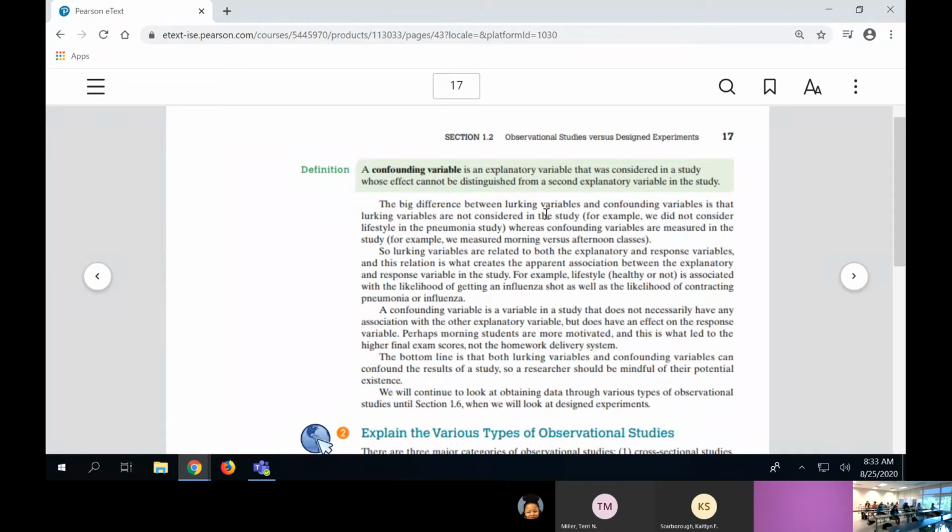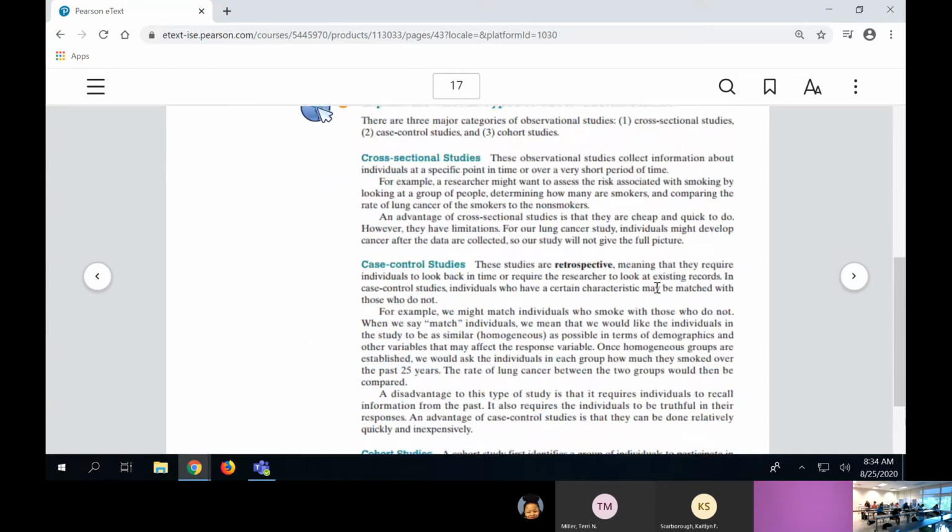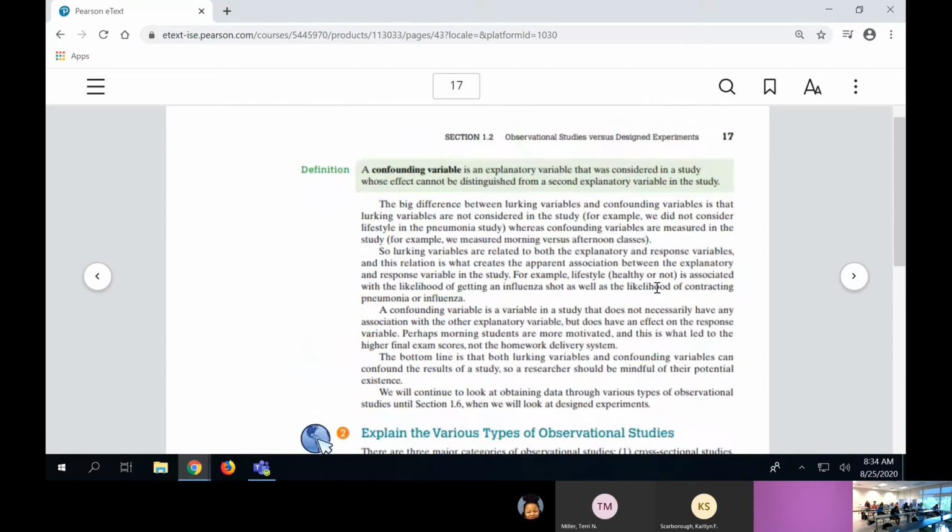Confounding variable, so I don't test you on that one. It's an explanatory variable that was considered in a study whose effect cannot be distinguished. Okay, that's the difference from a lurking variable. A lurking variable can be distinguished. A confounding variable cannot be distinguished.